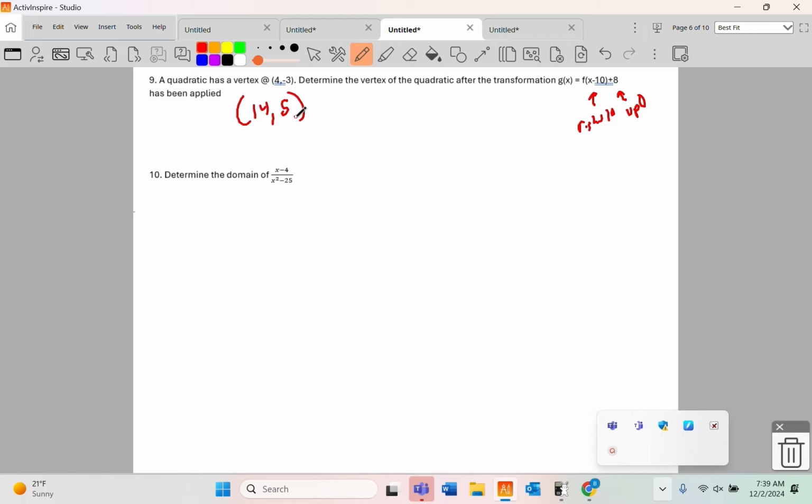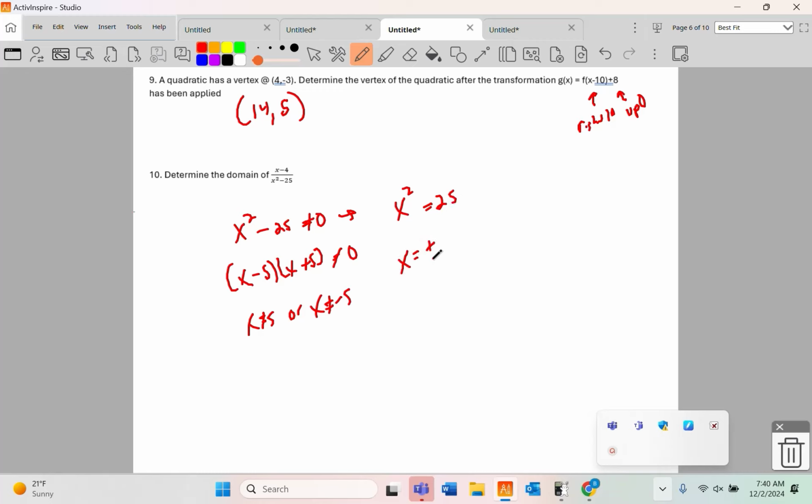Number 10, determine the domain of (x minus 4) over (x squared minus 25). You're supposed to be factoring. And the big deal is that x squared minus 25 is not 0. There's 2 ways of doing this. You can do (x minus 5) times (x plus 5) is not 0, which is x is not 5, or x is not negative 5. Or you can shift the 25 over, but what I've found is most kids forget about the plus or minus symbol. That's the common error. So x is, in this case, not plus or minus 5.